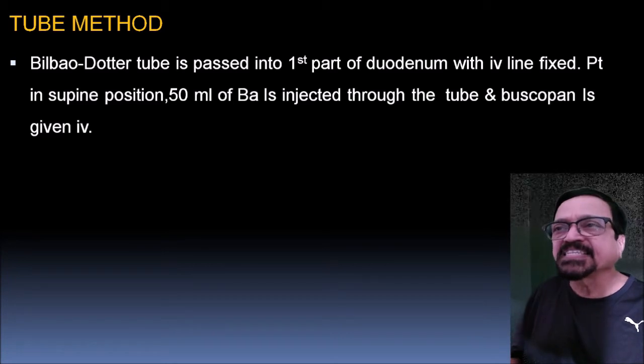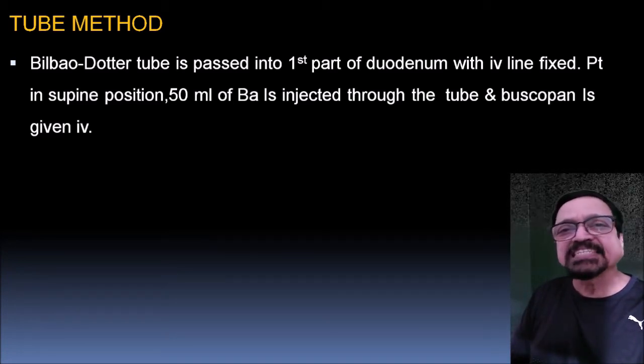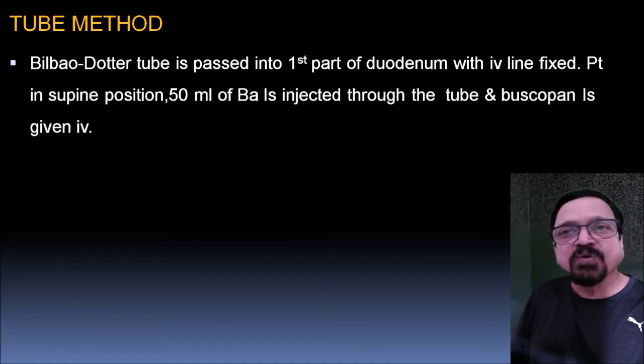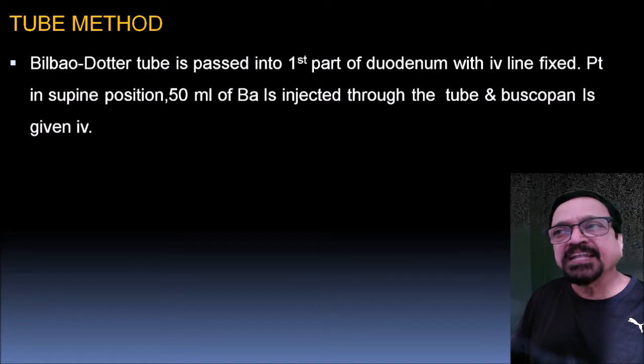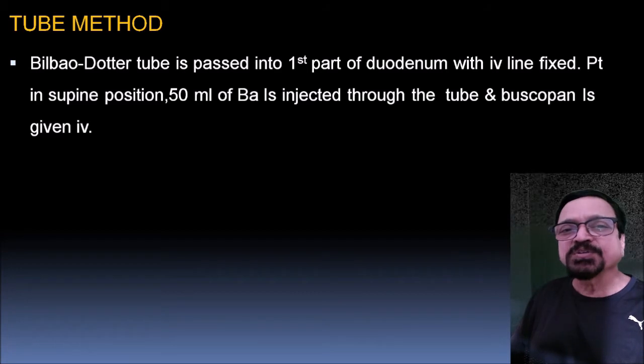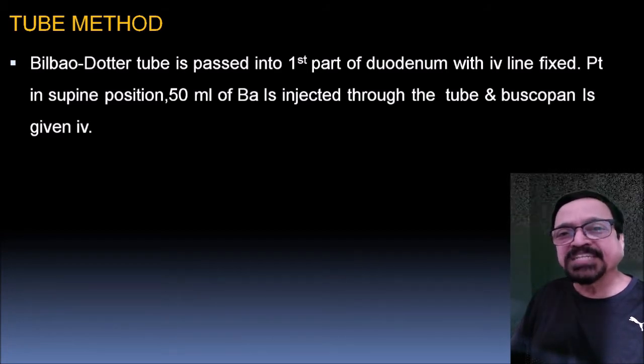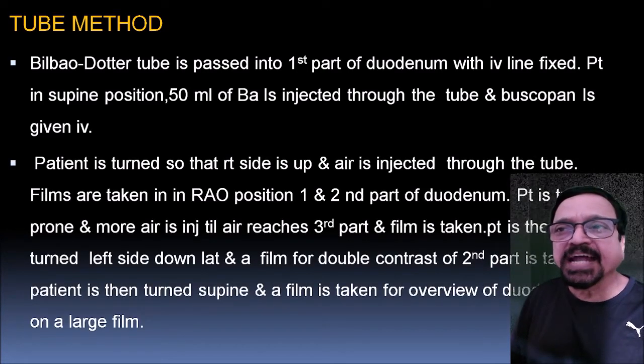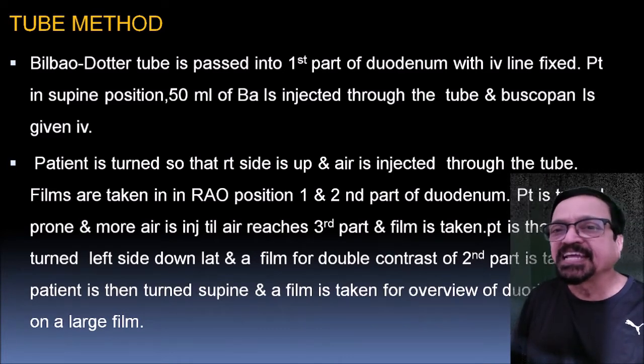In these cases, we often fix an IV line in case certain things go wrong, number one. Number two, we have to give Buscopan. So before introducing the nasogastric tube, we have to fix an angiocath or IV line so that we can give the Buscopan and get distension when we need it, because during fluoroscopy the patient goes through different maneuvers, and once the barium reaches the duodenum, sometimes there may not be time. So immediately, we have to first fix the IV line. Now the patient is turned so that the right side is up and air is injected.